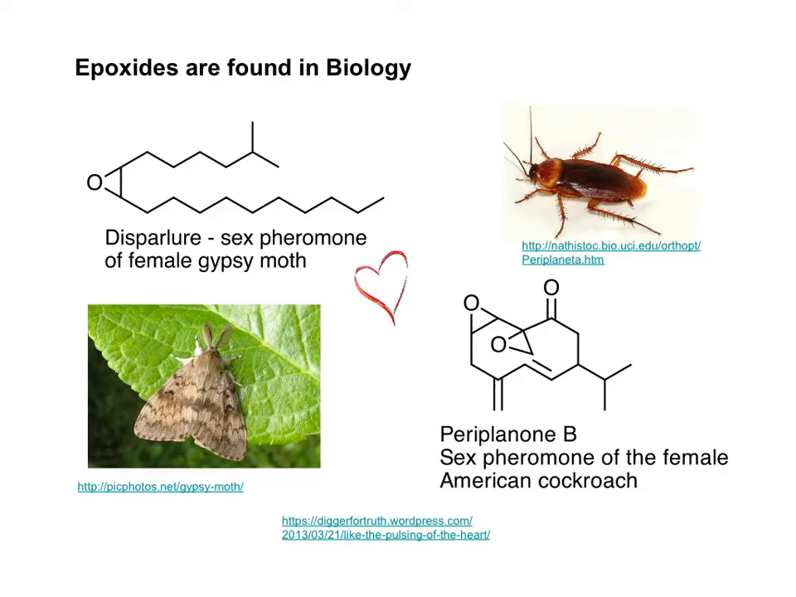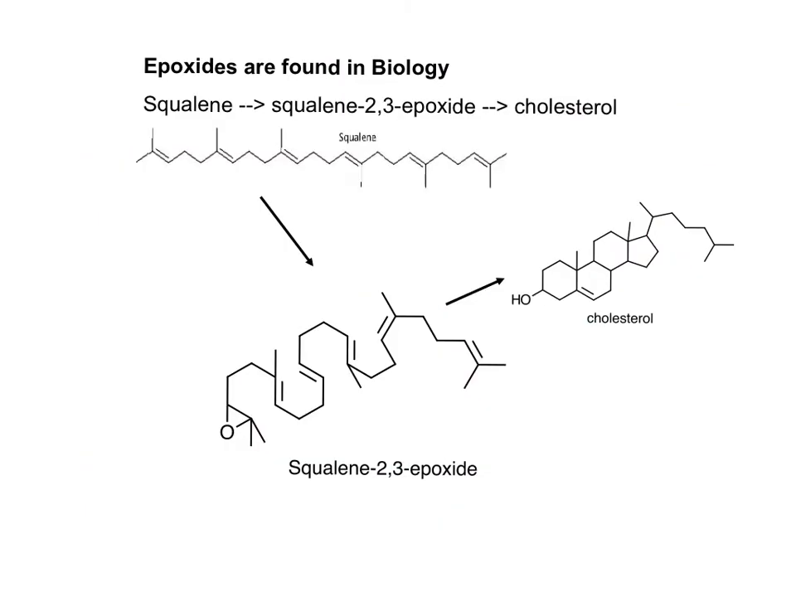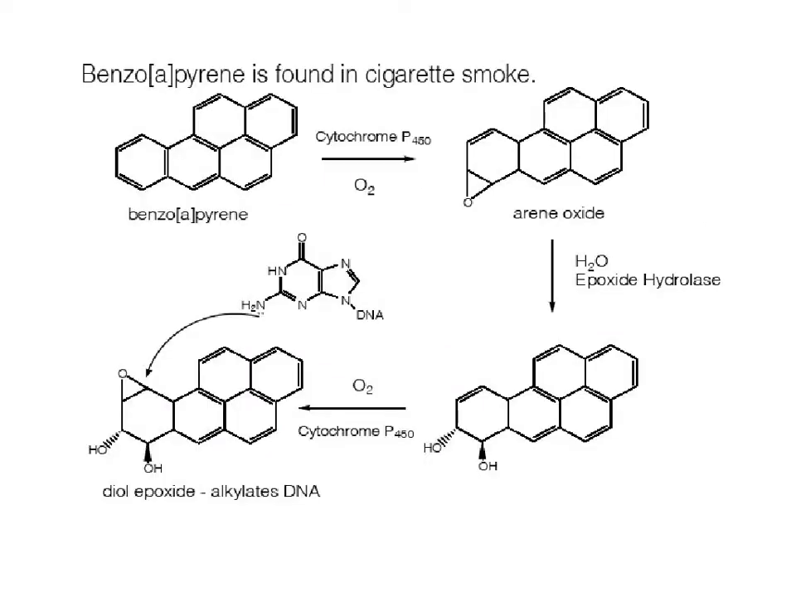Epoxides are ethers found in a three-sided ring. They're found in natural products. This epoxide is an important intermediate in the synthesis of cholesterol. This epoxide from benzo[a]pyrene from cigarette smoke damages DNA.